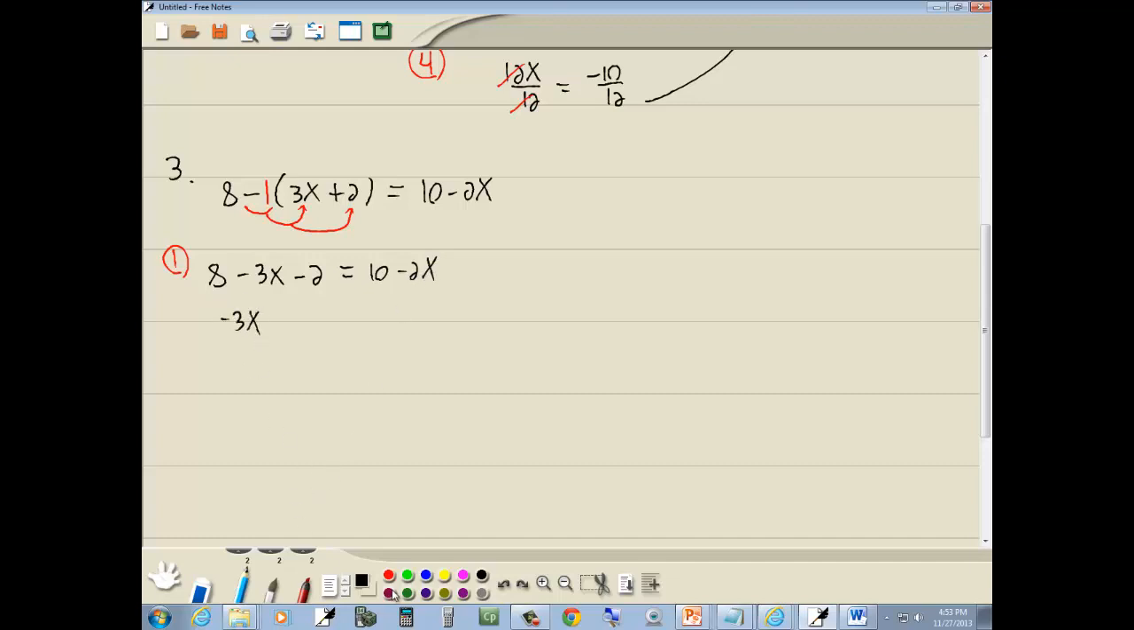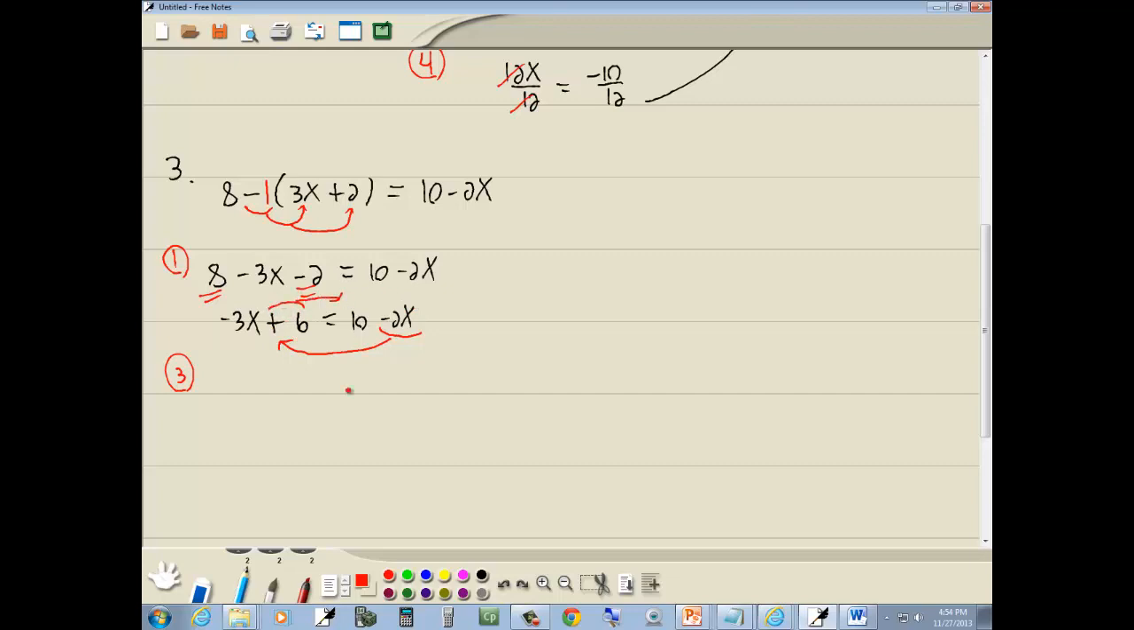Combine together numbers in any step. We've got 8 minus 2, that gives us 6. So we've got negative 3x plus 6 equals 10 minus 2x. Step 2, get rid of fractions, don't have any. Step 3, get everything with an x on one side and numbers on the other. It doesn't matter which side you take it to. It's actually a little easier if you take the x's to the left side, but I'm going to be consistent. Or I mean, it's easier if you take the x's to the right side. Sorry about that.